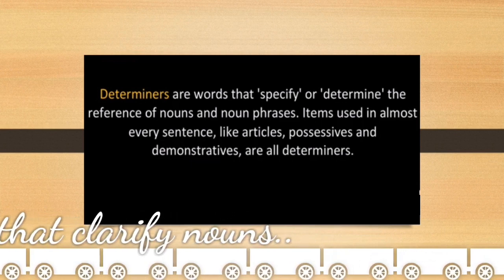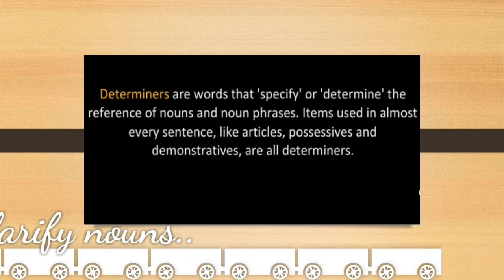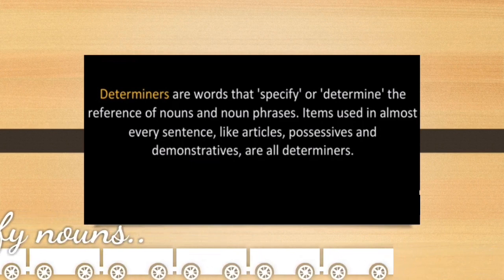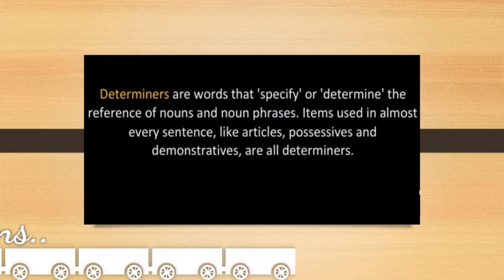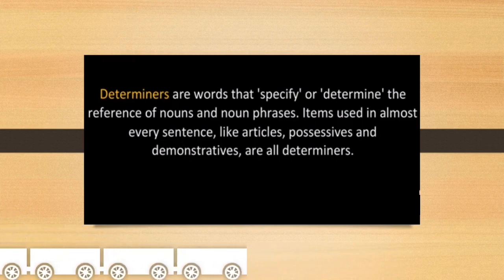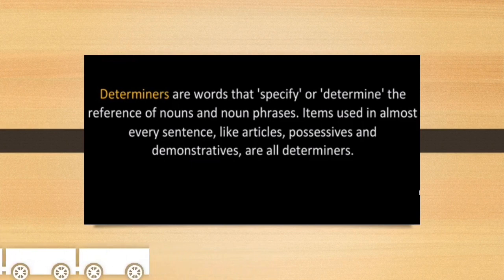हमें नाउन और नाउन फ्रेजेस के बारे में कुछ इन्फॉर्मेशन क्लियर करते हैं डिटर्मिनर्स, राइट. Items used in almost every sentence like articles, possessives and demonstratives are all determiners. Okay, so in most of the sentences we have seen that we use articles, possessives and demonstratives. These all are determiners only.